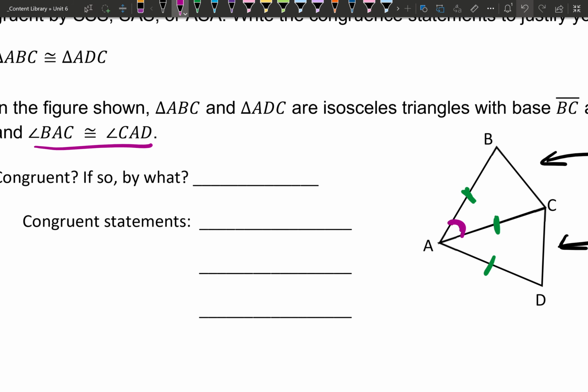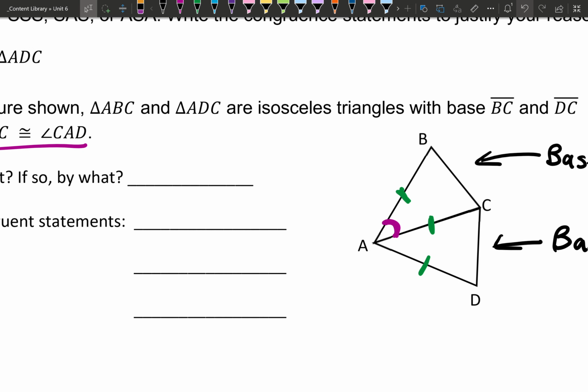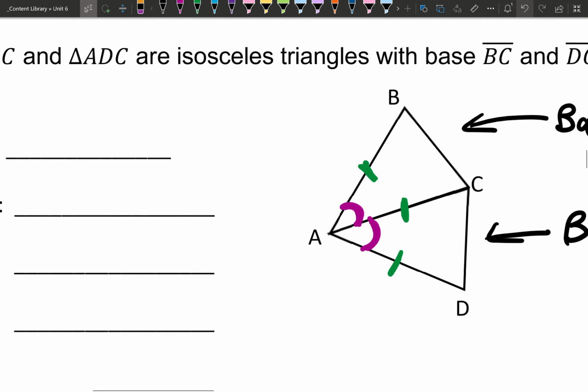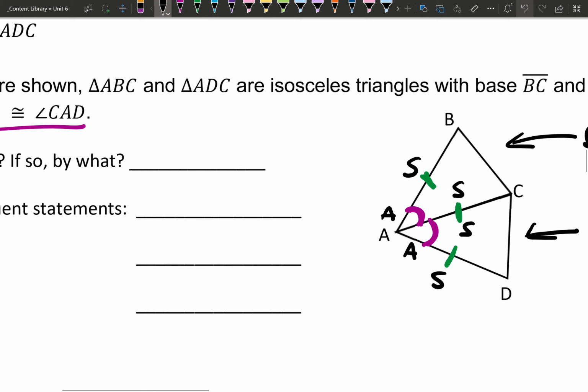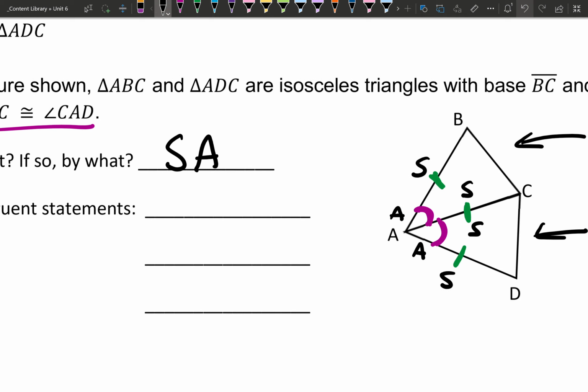Okay. Now let's label the angle BAC and CAD. BAC is this angle. CAD is this angle. Is that enough information for us to state that these triangles are congruent? I'm going to say yes. This is why. They both have a side, an angle, and they share this middle side. So they're congruent by side angle side.